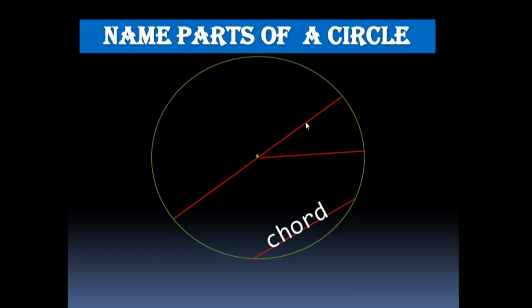Now this is also a chord, the diameter chord. So the diameter cuts the circle into two equal segments, basically. This segment equals this segment. Okay, I just want to mention that.